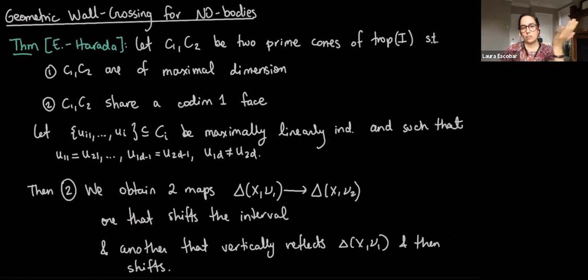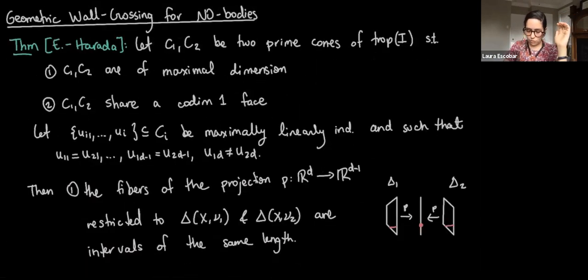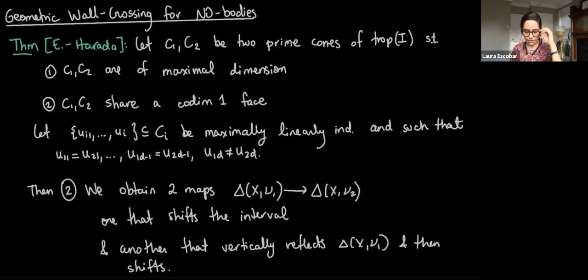And the other piecewise linear map that we obtain is: first reflect your polytope so that it still satisfies this condition in the previous picture. If you reflect this polytope, you will still have a polytope that projects to the same as this one, and if you look at the fibers, they're intervals of the same length. And so you can first reflect and then apply this shifting of the intervals that I was mentioning before. Okay, so we obtained these two piecewise linear maps.